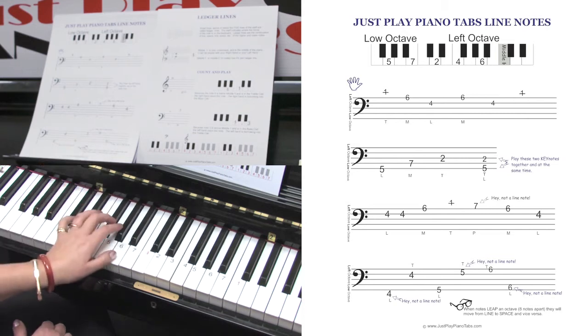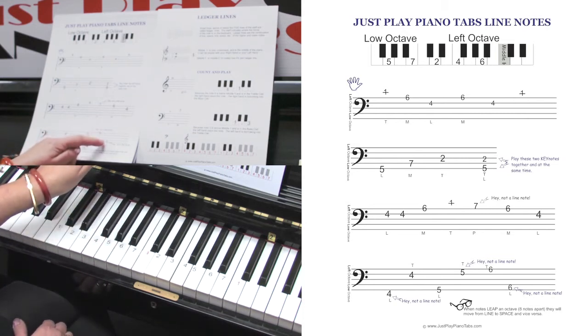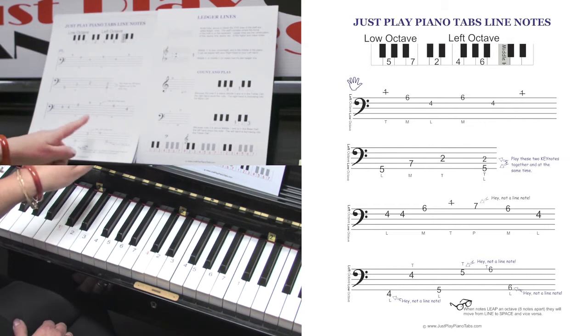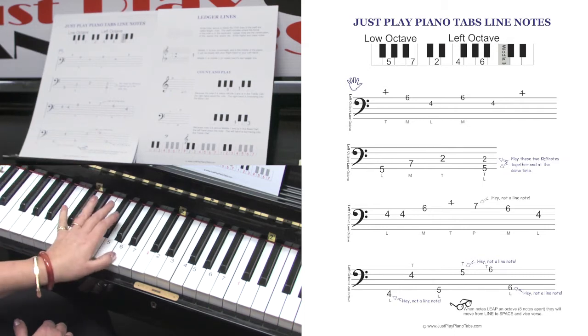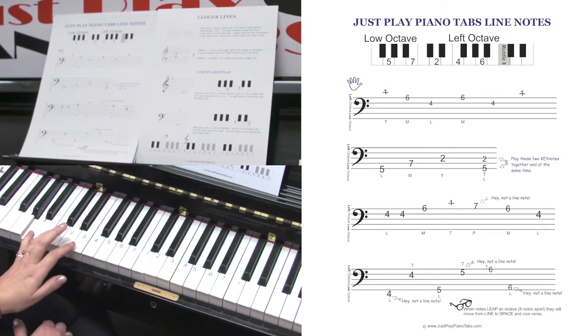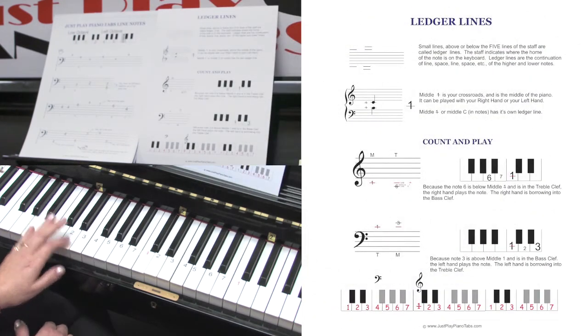But we'd have to know that A is written here on the staff and down here. But here, when you see the number 6, we know this is A and that's A, but it's lower. Okay, that's all we have to know.